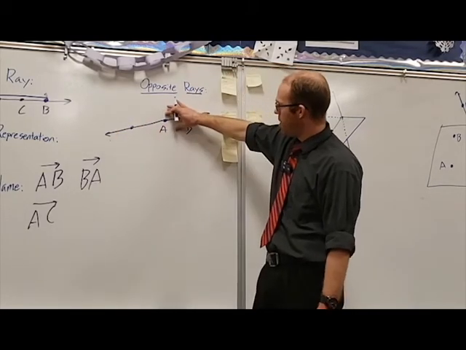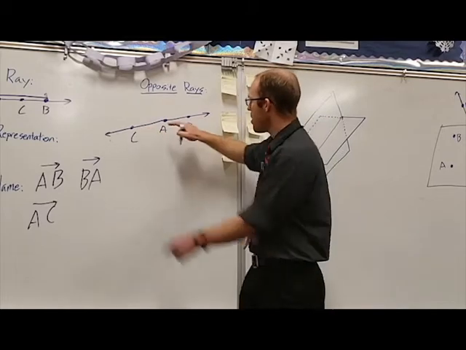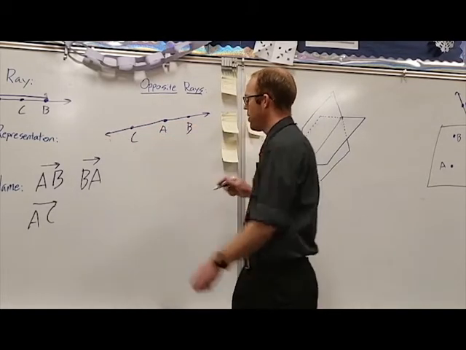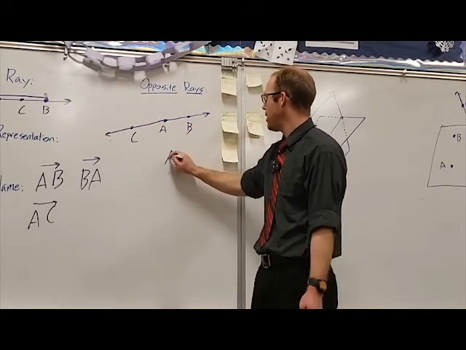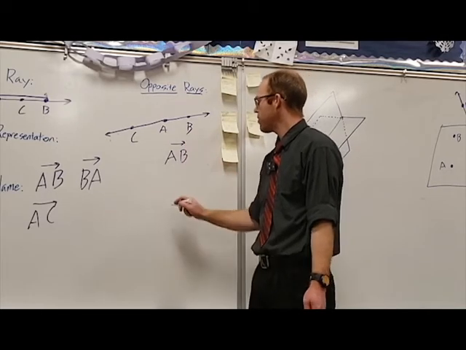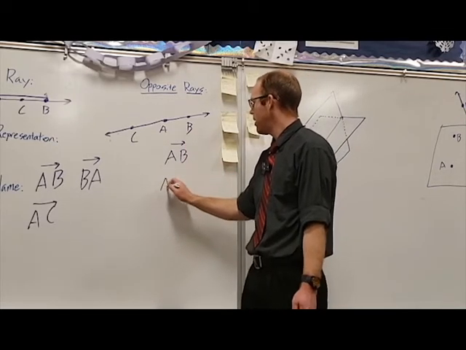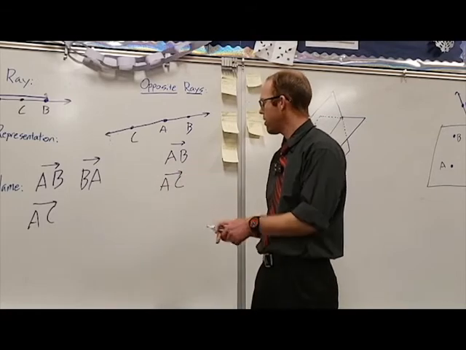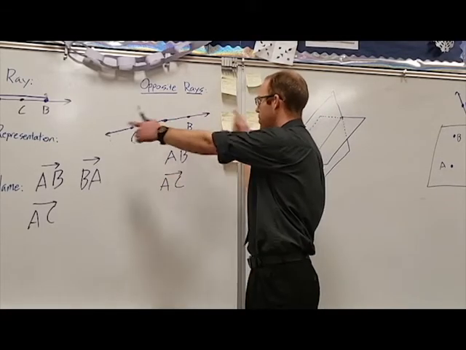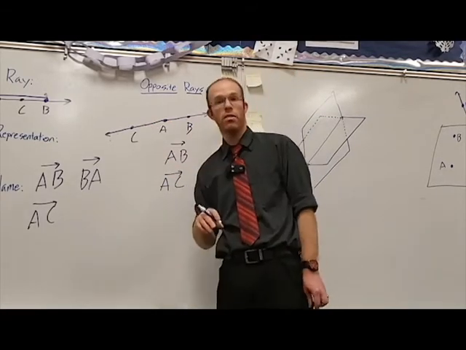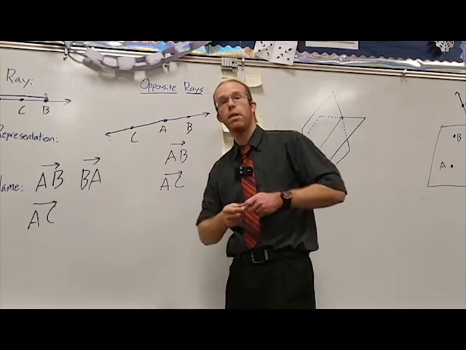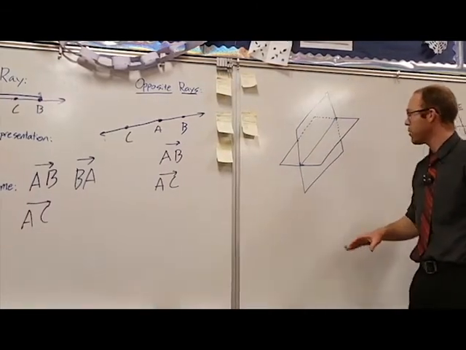So they share an endpoint right here, but they go in two separate directions. The first ray would be AB, and the second opposite ray would be AC, where they start at the same endpoint and go opposite directions. Those are opposite rays. Now you'll see a lot of diagrams, different pictures and things. I want to show you a couple of examples right here.